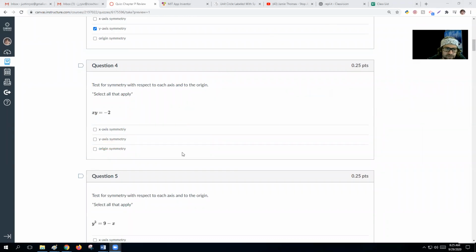All right, moving on to question 4. Okay, go through all those symmetry steps again. So good review here if you just watch this. Okay, x-axis, I'm going to make the y negative. So I get negative xy equals negative 2. So positive xy would equal positive 2. So that is not x-axis. I could do the same thing on the y-axis, make the x negative, but we'd get the exact same thing. Negative xy equals negative 2, xy would equal positive 2.